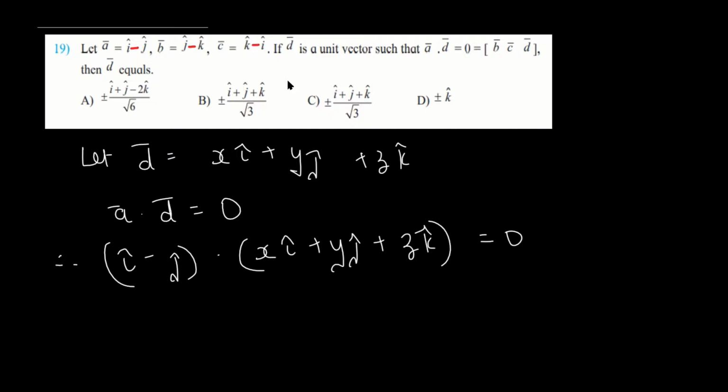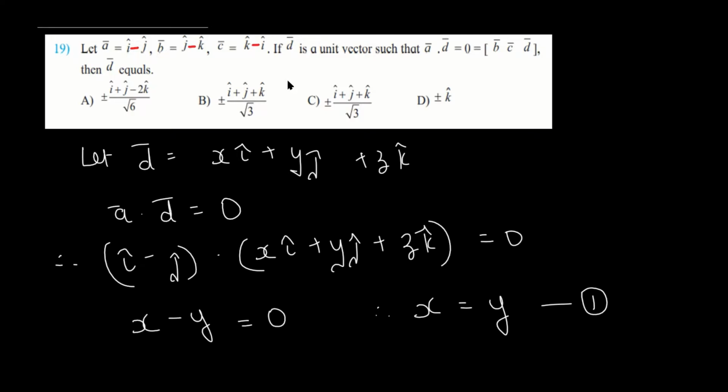Solving it, finding the dot product, we have x minus y, and the k term is not there in the first vector, and therefore that becomes 0. So x minus y is equal to 0 we get on finding the dot product of both these vectors. Therefore from here we can conclude that x is equal to y. Say this is our first condition.